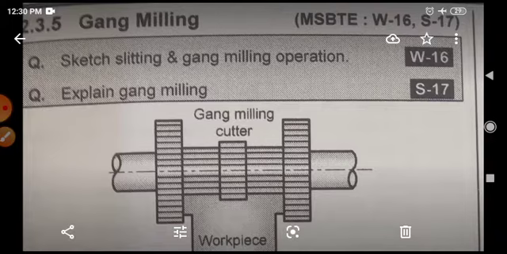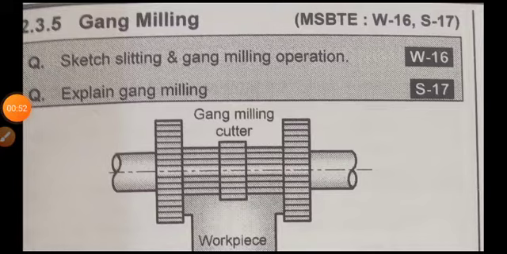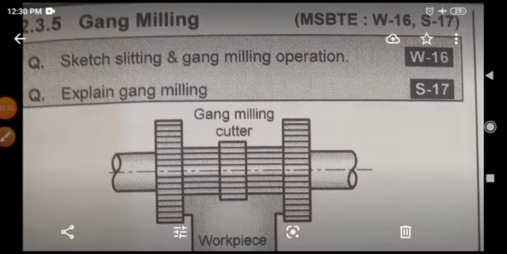For a specific operation, a specific type of cutter was used, and depending on the cutter, the operations were divided. We have seen some operations also: plain or slab milling, face milling, side milling, straddle milling. Now let's start with the fifth of that category, which is gang milling operation.